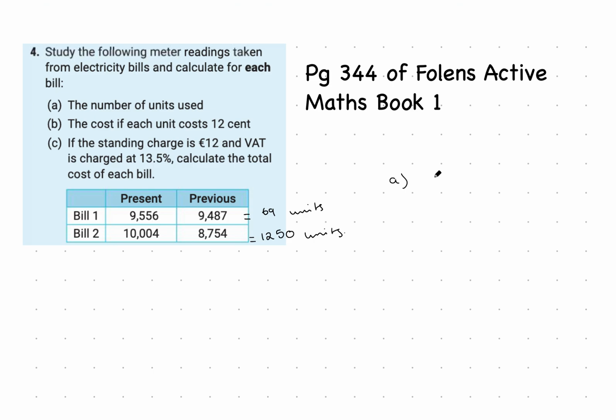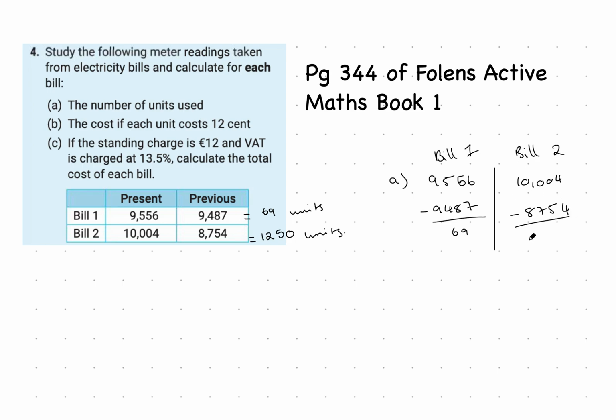So again, what I did was I said, what are the units now? Take away the units before. So this one resulted in 69, and that was bill 1. Bill 2 then is going to be 10,004, take away 8,754, and we have 1250, and that's going to be units.